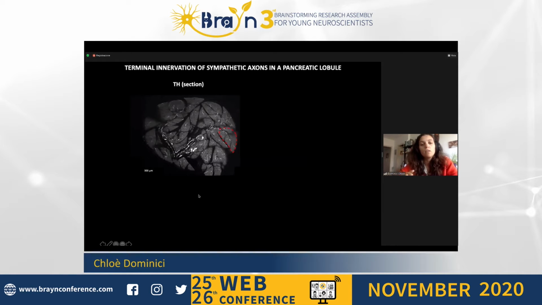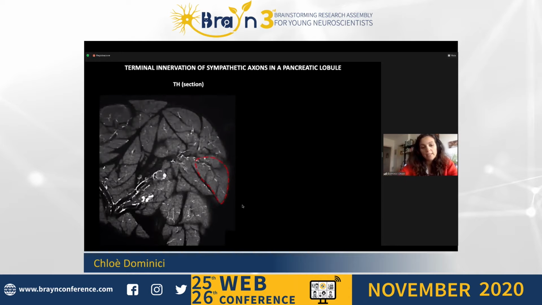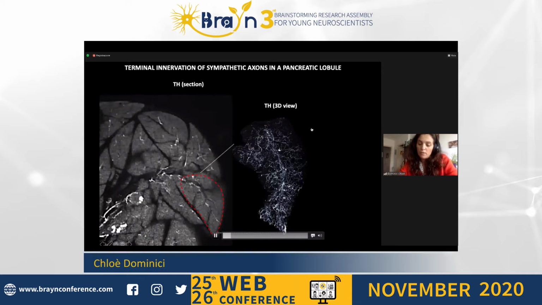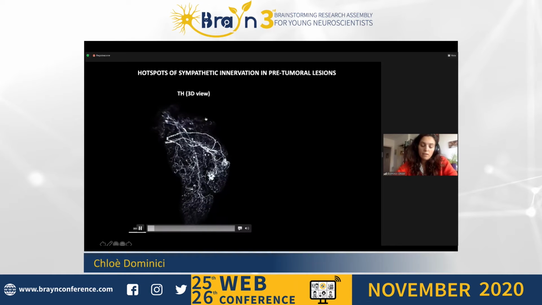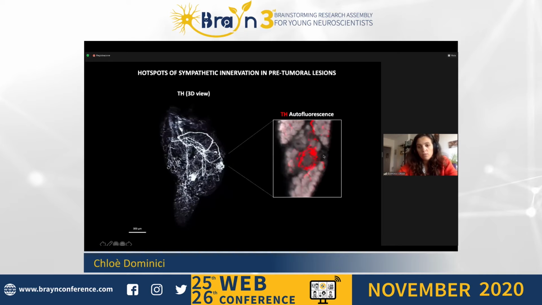And we know that to see axonal plasticity, we have to change the scale and zoom in inside the pancreas. So here it's a zoom of a lobule with again the TH staining of a normal pancreas. And if we now look at a pancreas in the KIC mice, so with a tumor, we see there and there two hotspots of innervation. When we go through our 2D sections and look at the autofluorescence, we see that these hotspots of innervation correspond to some pretumoral lesions.